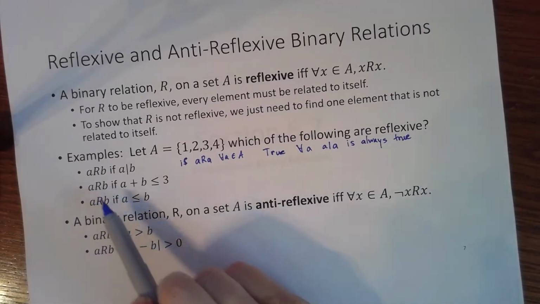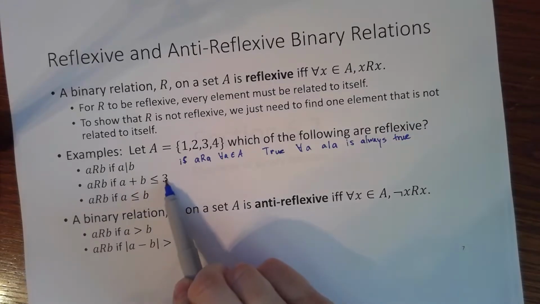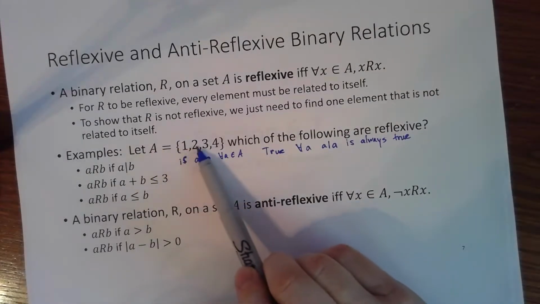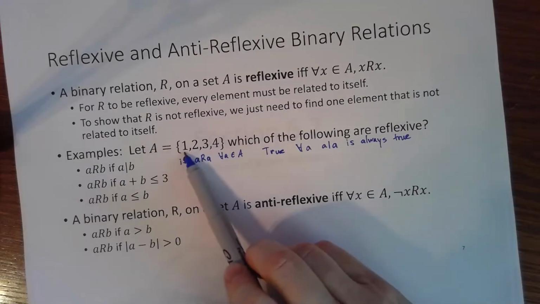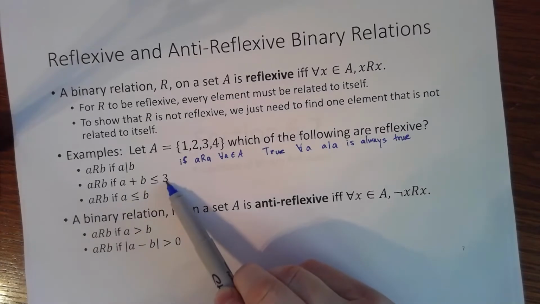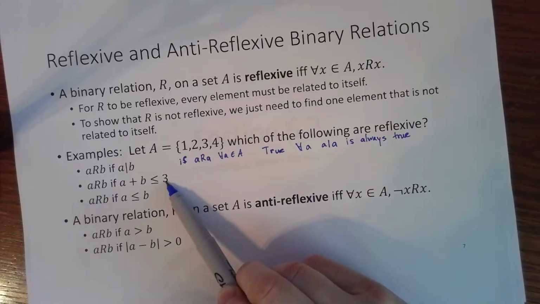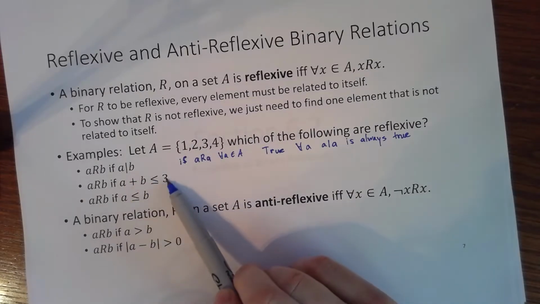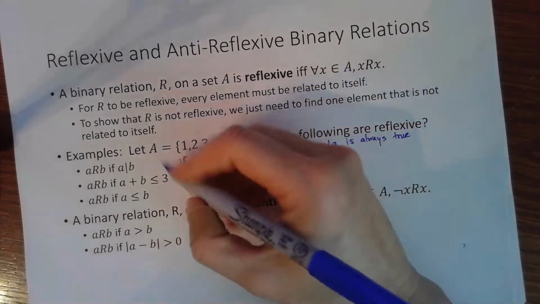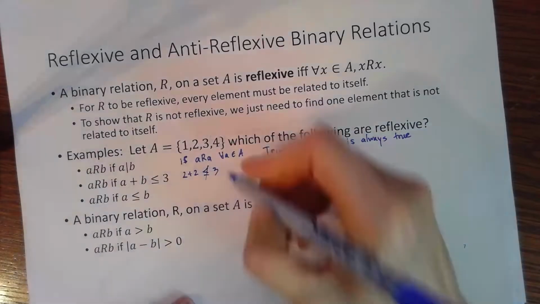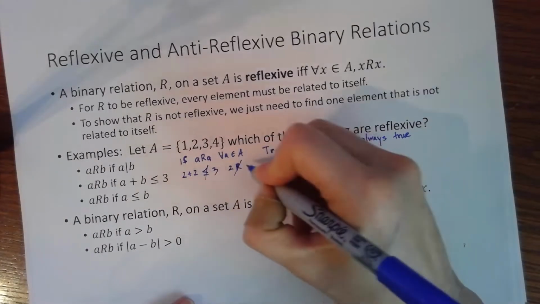All right, let's look at the next one. A is related to B if the sum of A and B is less than or equal to 3. Okay, so is every element in A related to itself? So is 1 related to itself? Well, is 1 plus 1 less than or equal to 3? Yes. Okay, so 1 is related to itself. How about 2? Is 2 plus 2 less than or equal to 3? No. So 2 plus 2 is not less than or equal to 3, right? So 2 is not related to 2.